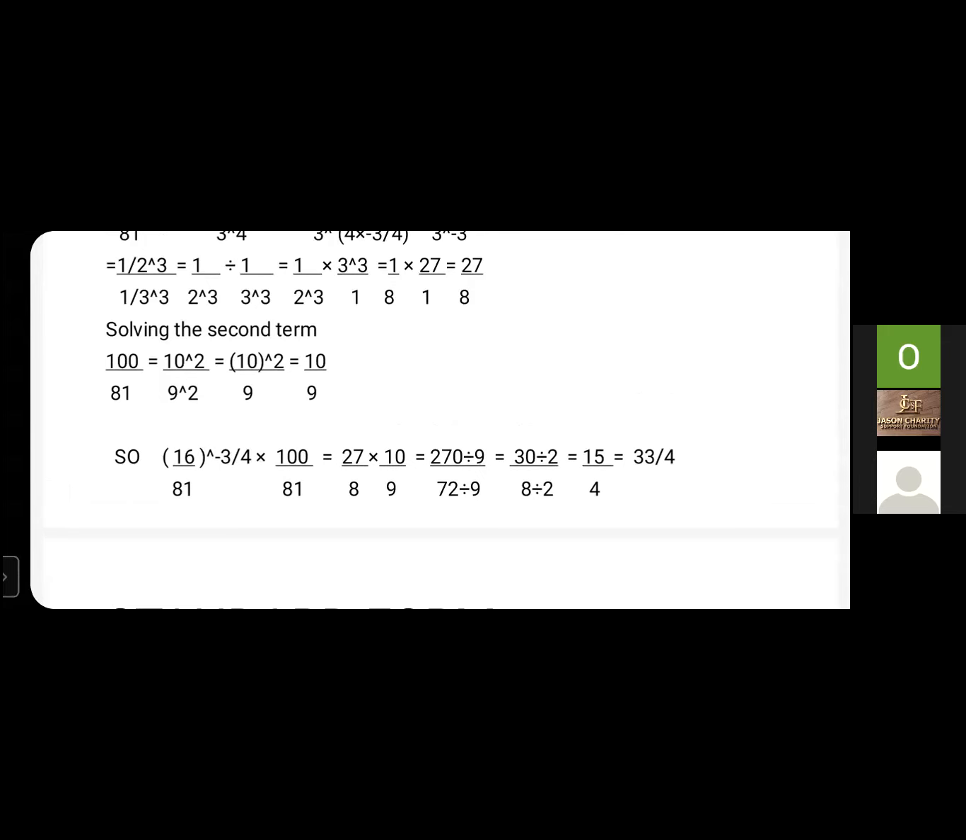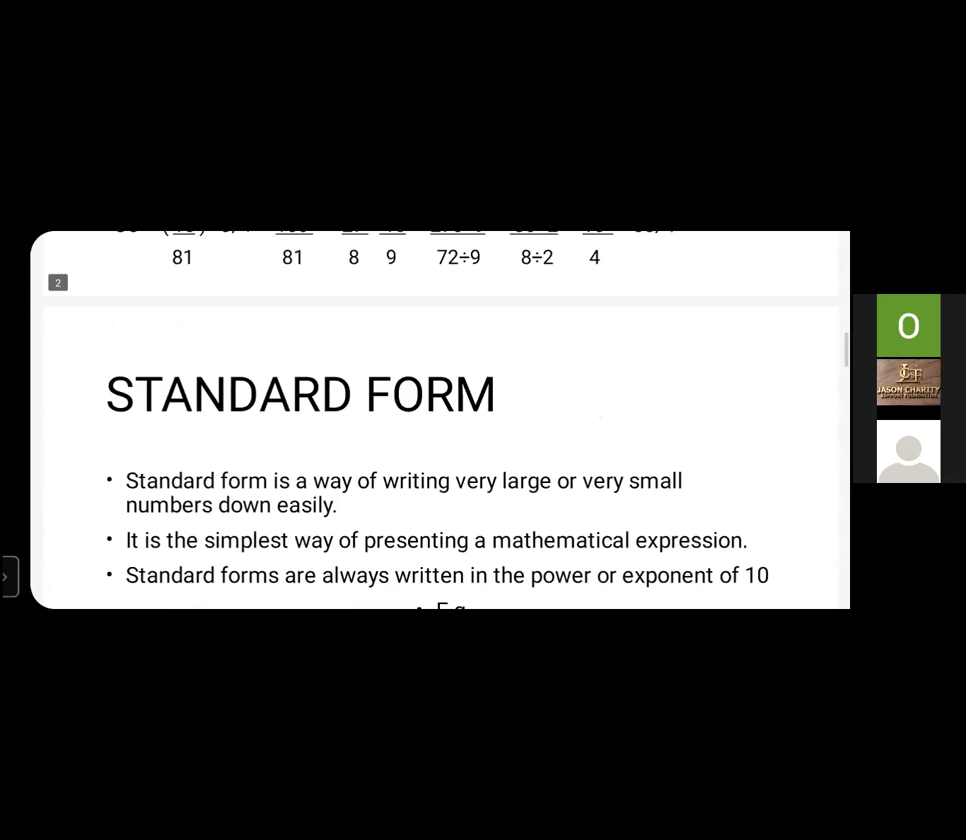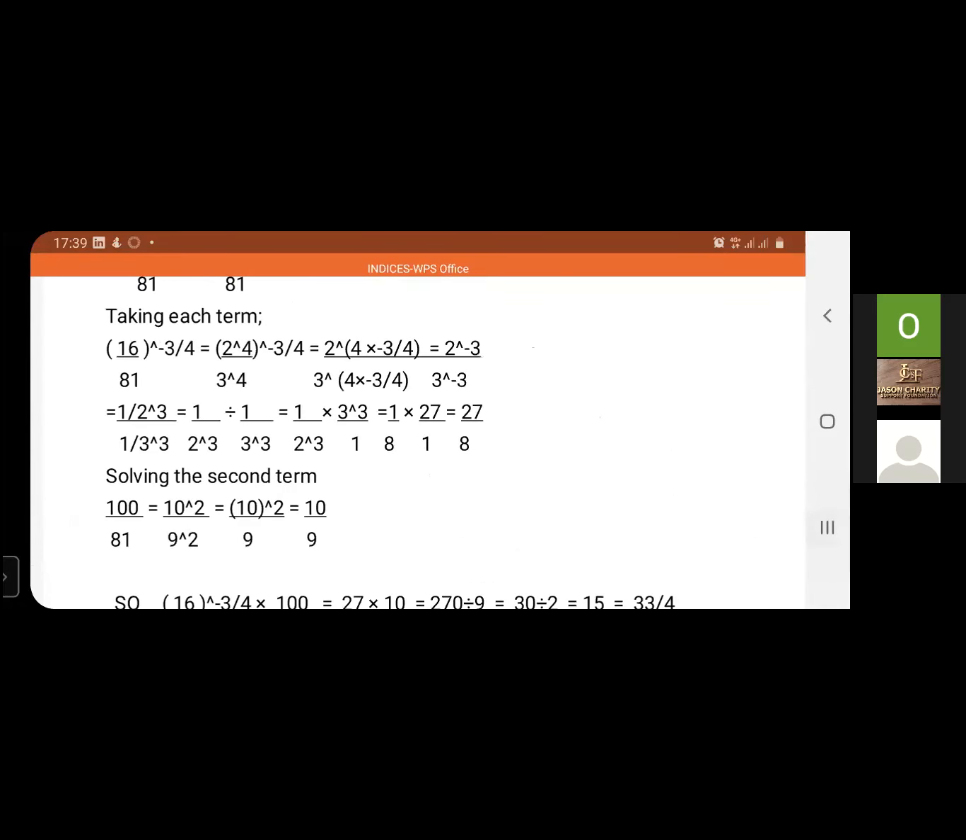Do we understand this point? Yes, ma'am. We have 27 over 8 times 10 over 9. When we multiply 27 times 10, it gives us 270. When we multiply 8 times 9, it gives us 72. Reducing 270 over 72 to its lowest term, I divided both the numerator and the denominator by 9, which gives us 30 over 8. 30 over 8 can further be divided, so we have 30 divided by 2 over 8 divided by 2. That gives us 15 over 4, which is 3 whole number 3 over 4.